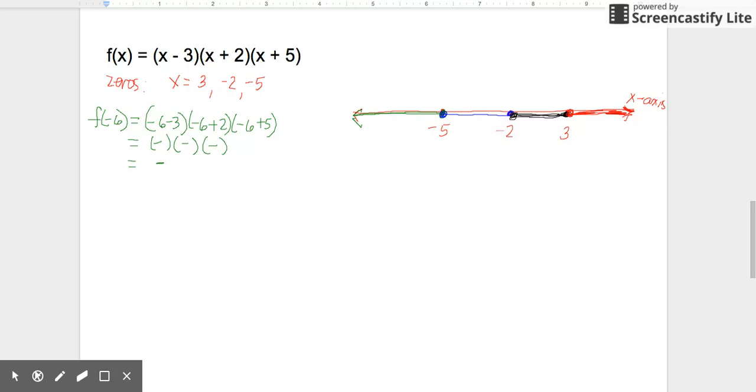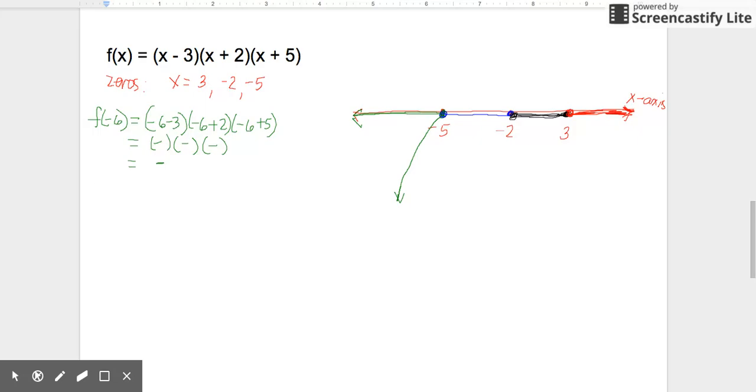What's the meaning of that? It means that the graph is below the x-axis. So if I sketch the graph, it's going to start below the x-axis. It has to go up so that it will touch the x-intercept -5. And then we want to know how the graph behaves between -5 and -2 in the blue section. So again, I want to know the sign of f of x in here.